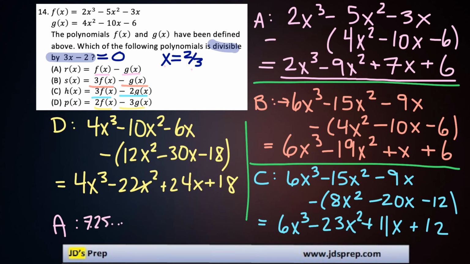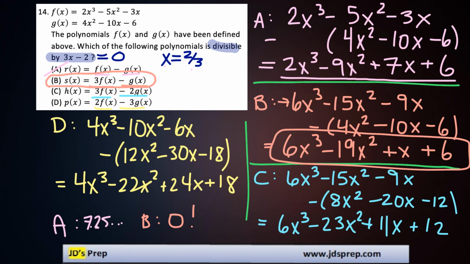7.25 and so on. A very long decimal, an irrational number. So it's not 0, which means A is incorrect. Moving on to B, if we replace all the x's over here with 2/3, you will in fact find out that we get a solution of 0, which means we have found our solution. B is our correct answer. So we don't need to finish going through C or D.